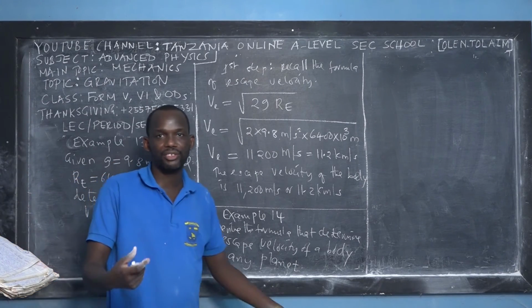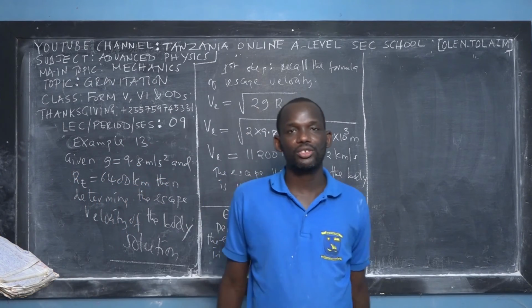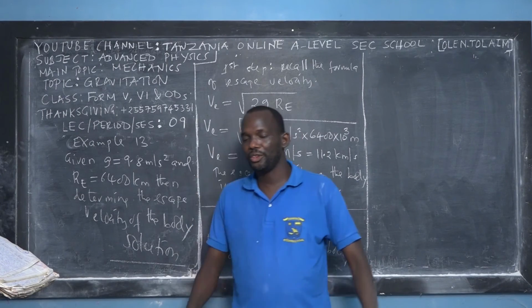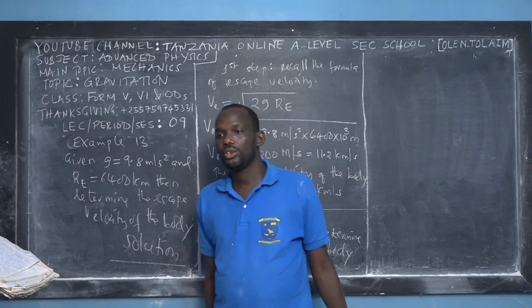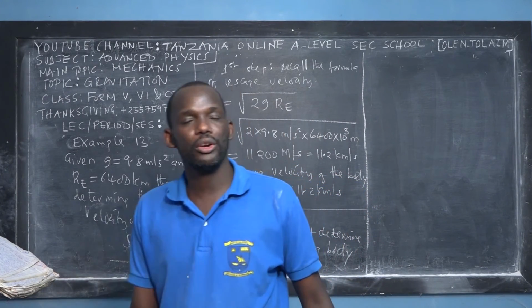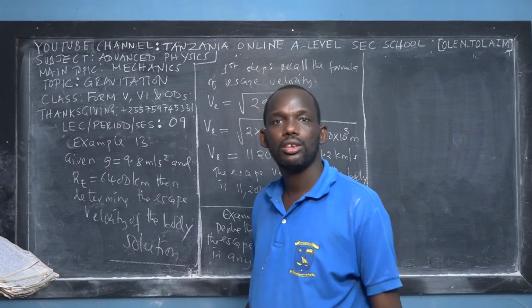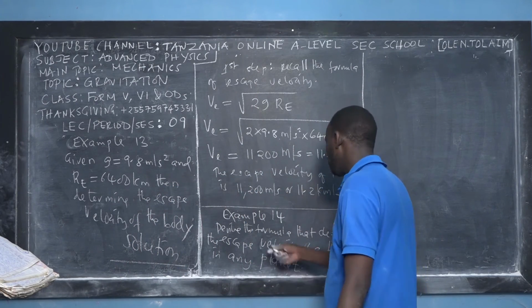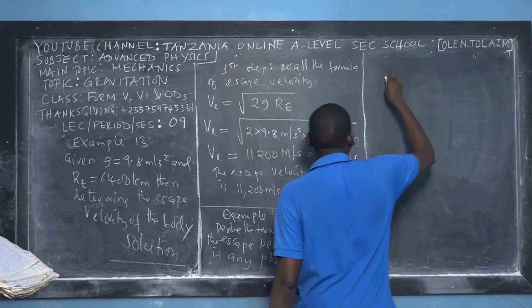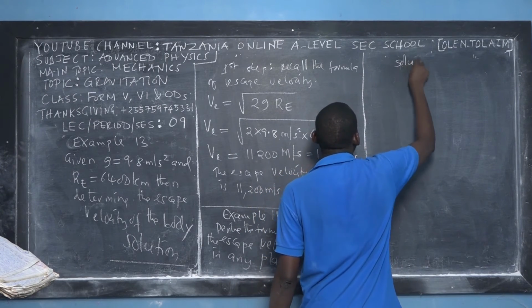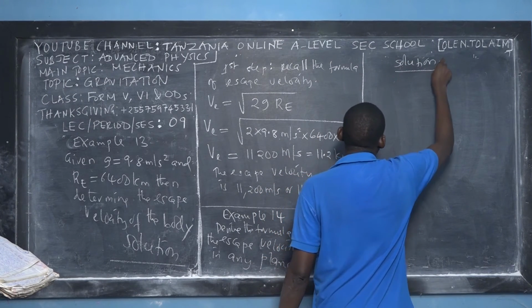For instance, you'll be given some problems to determine the escape velocity on Mars, or on Jupiter, or on Neptune, or on Uranus, or on Saturn. So how can you solve those problems? So this is the how. We say this is very simple. Solution.